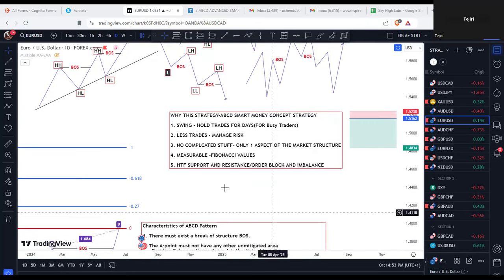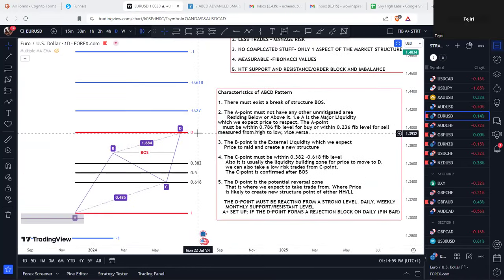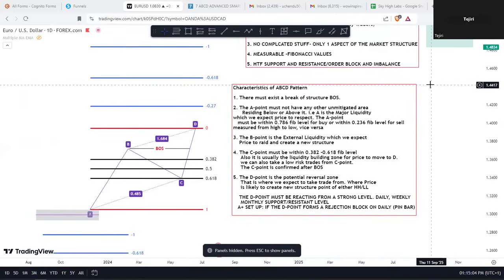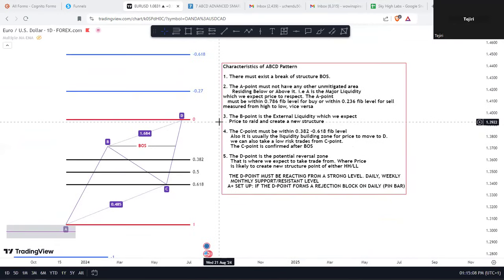Now, let's go to the characteristics of the ABCD pattern. We say that for the ABCD pattern, there must exist what? A break of structure. As I'm explaining, please keep your questions, be writing them down. At the end, maybe in the next 10 minutes, I will be able to answer your questions. There must exist a break of structure, which we normally see here.